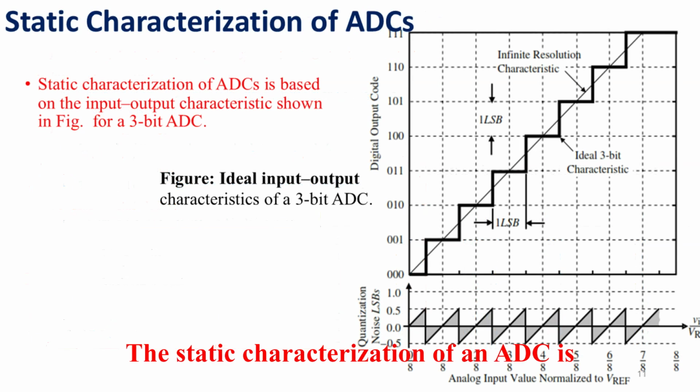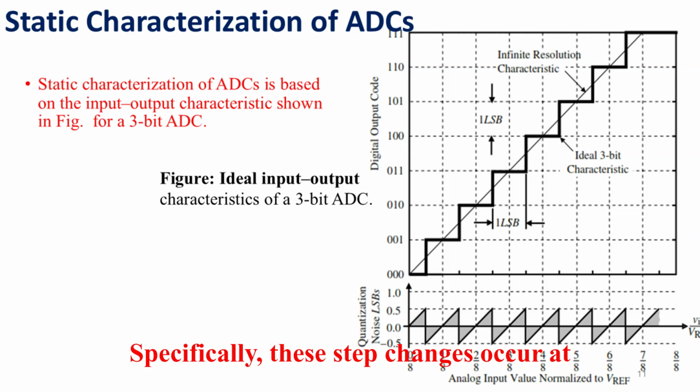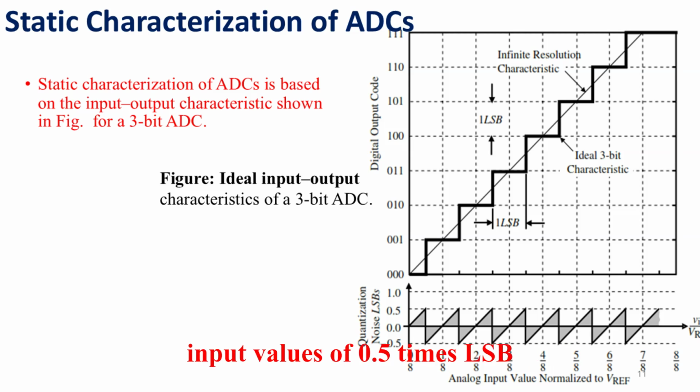The static characterization of an ADC is illustrated by the input-output characteristic for a 3-bit ADC shown in the figure. In this plot, the input values are shifted so that the ideal step changes occur at values of 0.5 times LSB, least significant bit, for each bit level. Specifically, these step changes occur at input values of 0.5 times LSB times (2^i - 1), where i varies from 1 to n for an n-bit ADC.